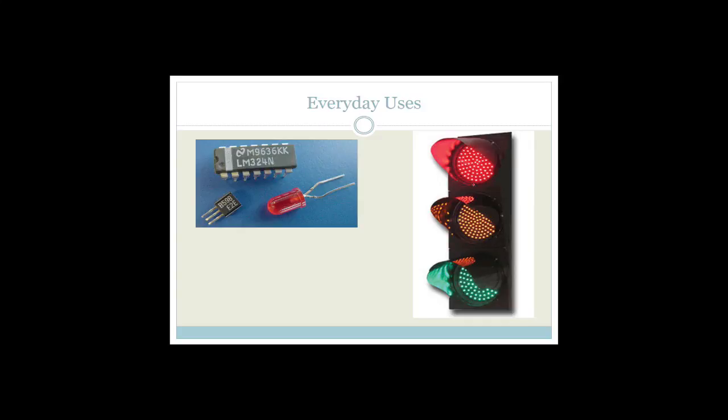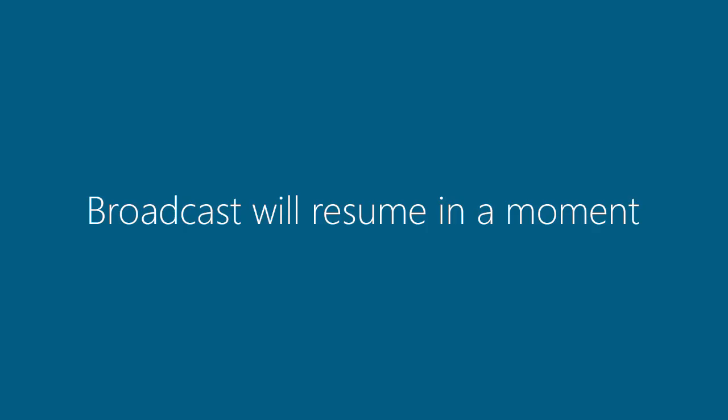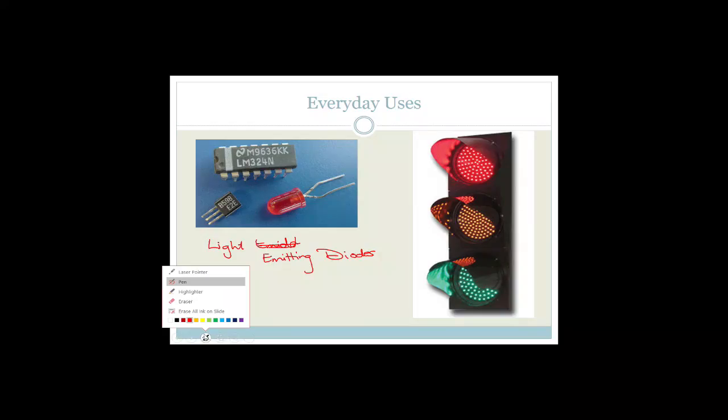Whereas what's happening now, which is very cool, is that in modern cars and modern traffic lights, they're using LEDs. They're using hundreds of these little light emitting diodes to produce lots of light. Also, every single one of them is independent of the other.